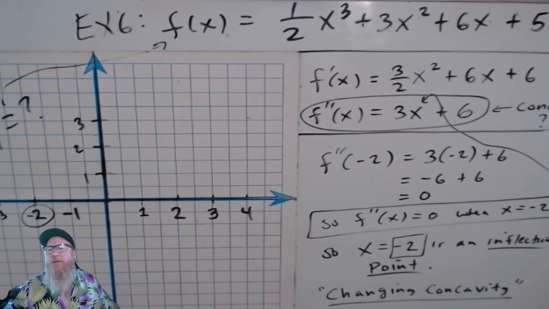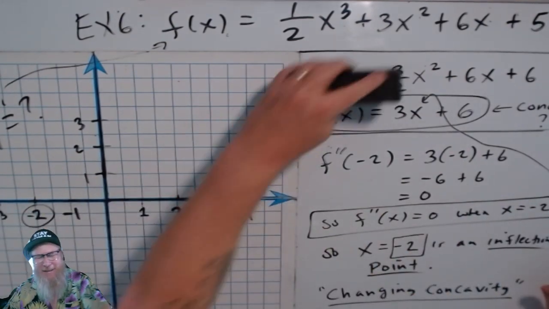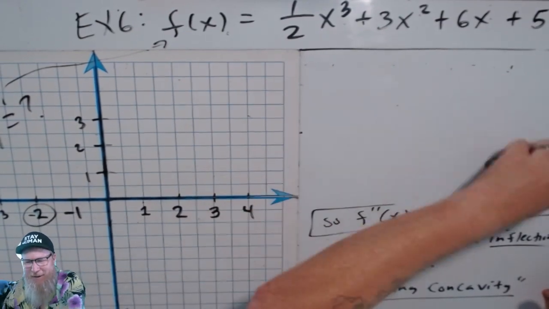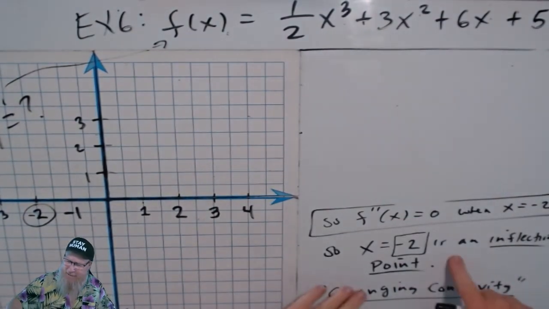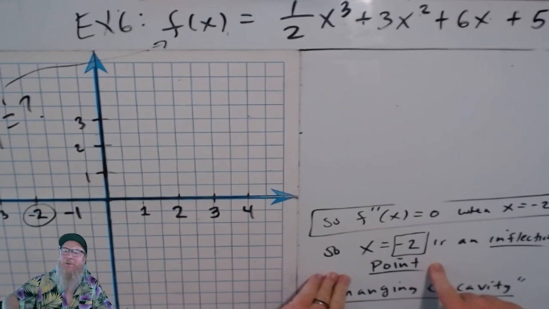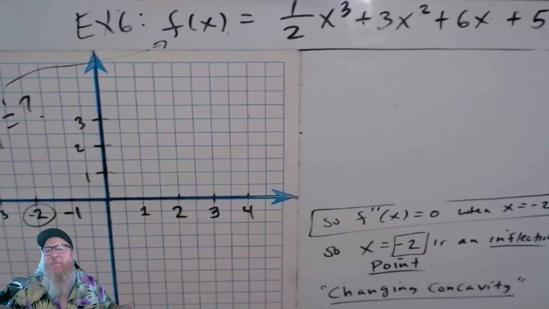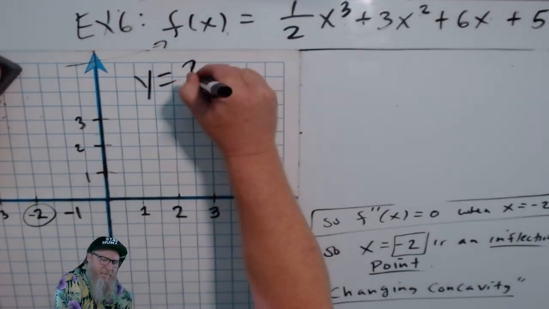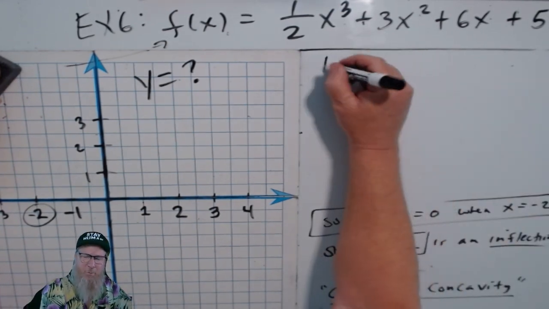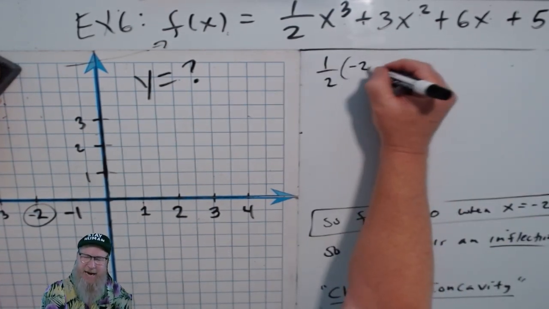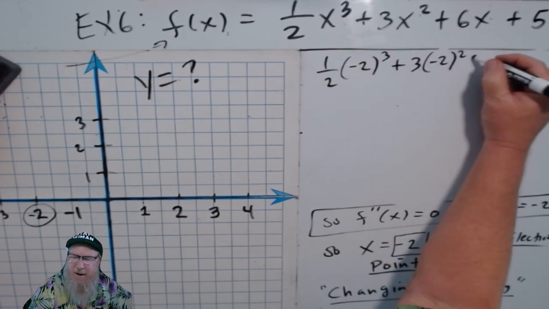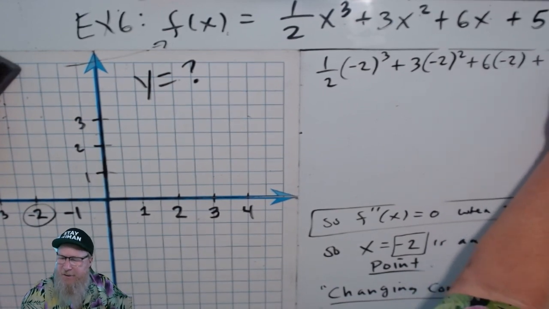One strategy I'm going to use probably after this example is I'm going to remove the grid until I'm ready to draw the graph, because as you can see, the grid is taking up quite a bit of my real estate. So I know that I have an inflection point at -2, which is fine for now, but if I want to finish the problem, I need to know the y value. So I'm going to plug it into here. 1/2 times negative 2 cubed plus 3 times negative 2 squared plus 6 times negative 2 plus 5.